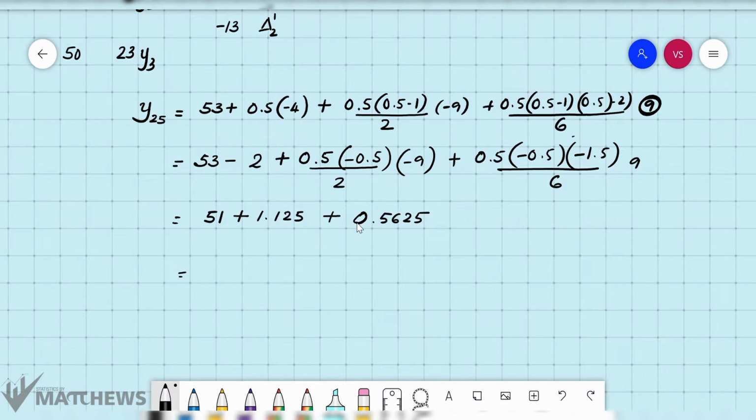Now add up all these values, that is 0.5625 plus 1.125 plus 51. You get the answer as how much, students? It is 52.6875, or even we can approximate this as 53. That means when x is equal to 25, the value of y is equal to 53. This is the answer, students.